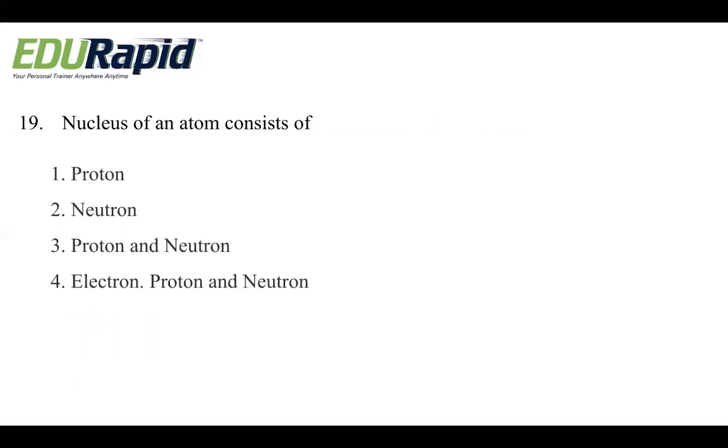The nucleus of an atom consists of, whether it consists of proton, neutron, proton and neutron, or electron. So any answers? That is the nucleus of an atom. Okay. So the answer is proton and neutron.